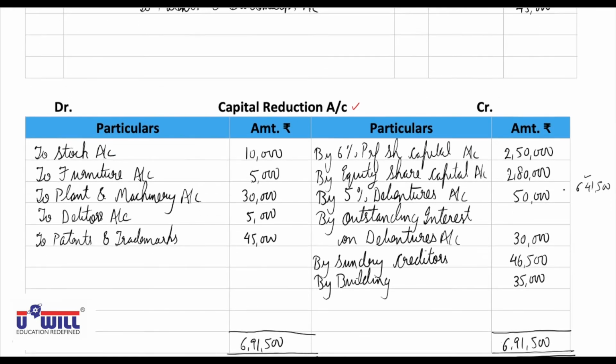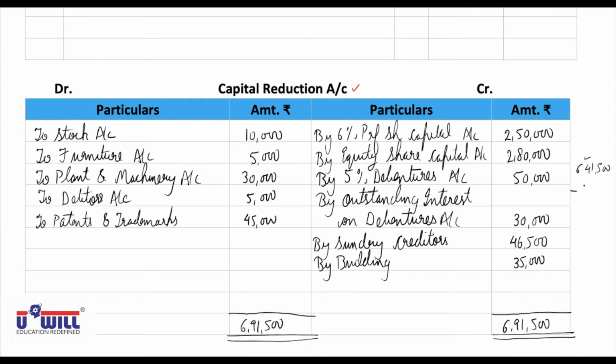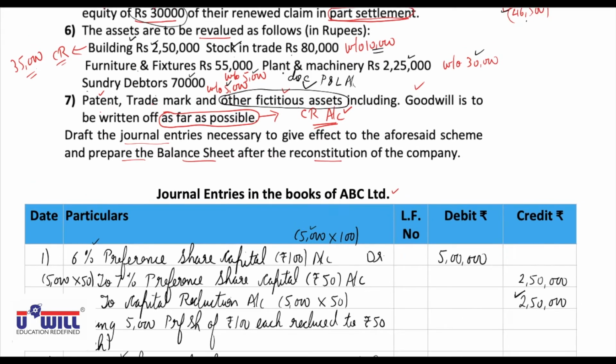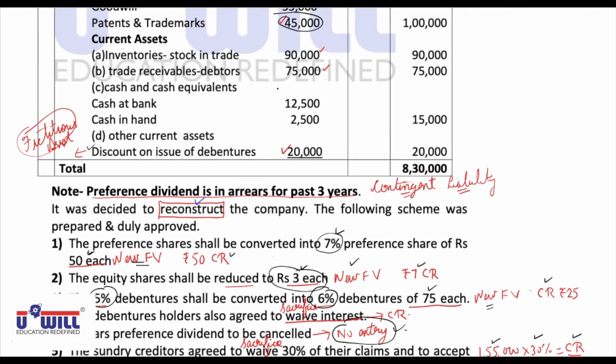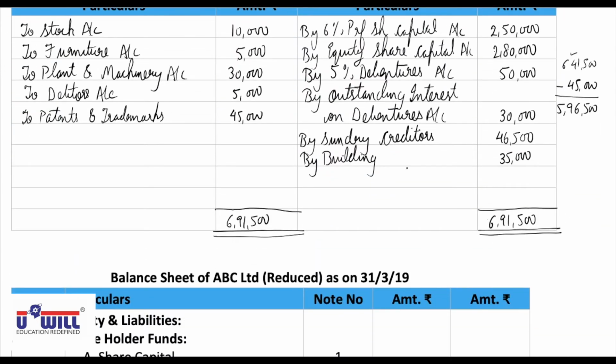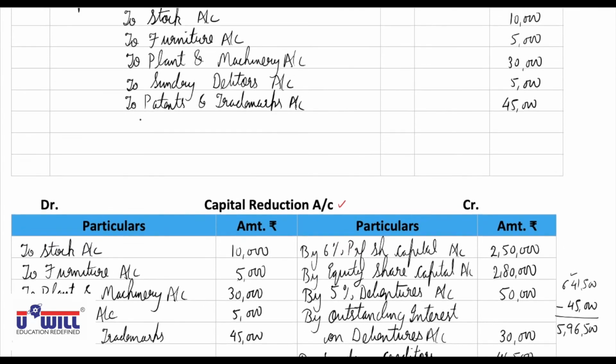Now all of you do in the calculator 641,500, which must already be on your screen, minus 45,000. All of you must be able to do it. So still there is a balance of 5,96,500. Now let's see after patents and trademarks what next is to be written off. Other fictitious assets. As I said, other fictitious assets include discount and P&L. How much is discount? Only 20,000. We are still left with 596,500. So can we write off discount of 20,000 or not?